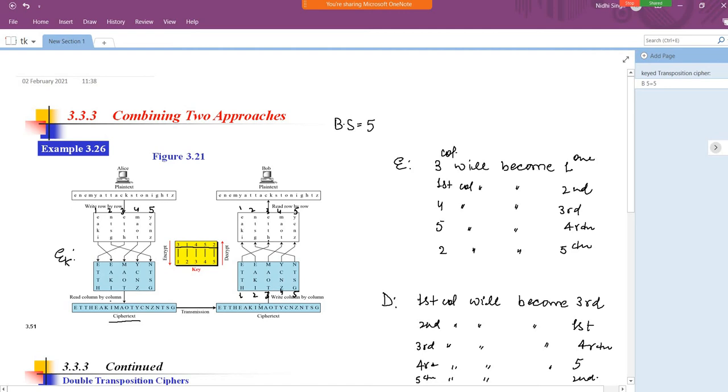Because you wrote your ciphertext column by column, you have to read it in reverse fashion, that is row by row. So row by row you read it in order to generate the plaintext at the bottom: E N E M Y, A T T A C, K T O N I, G H T Z. So this plaintext will be generated at the bottom side.